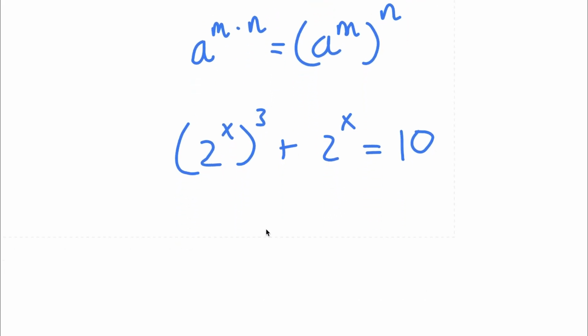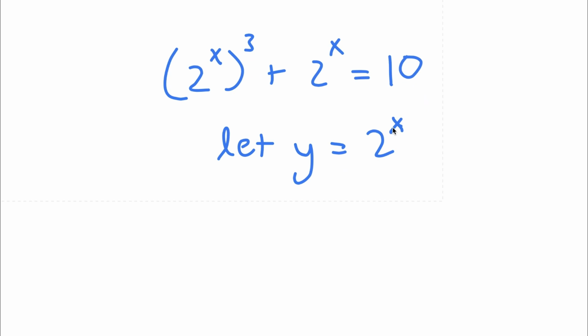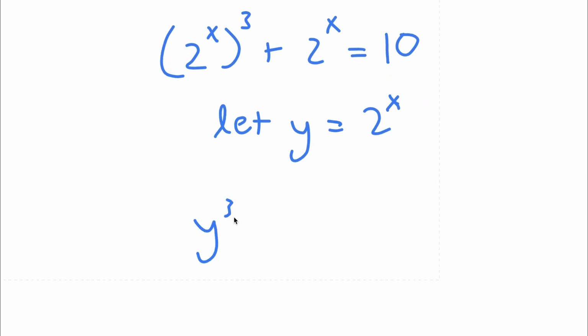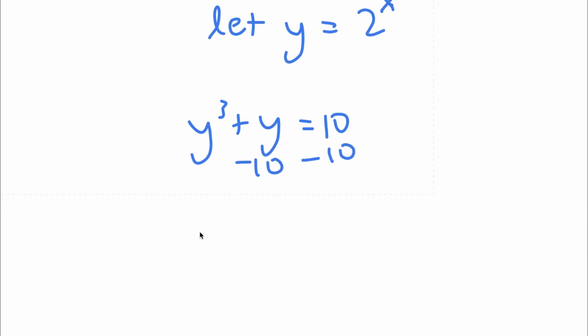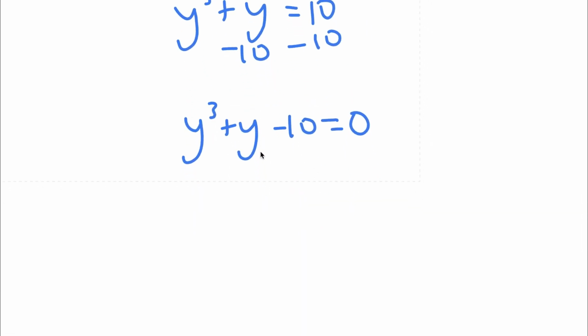Now, I'm going to go ahead and let the variable y equal 2 to the power of x. So if I replace 2 to the power of x with y, I get y to the power of 3 plus y is equal to 10. Now if I subtract 10 on both sides, I get y to the power of 3 plus y minus 10 is equal to 0. Now all we have to do is factor this.